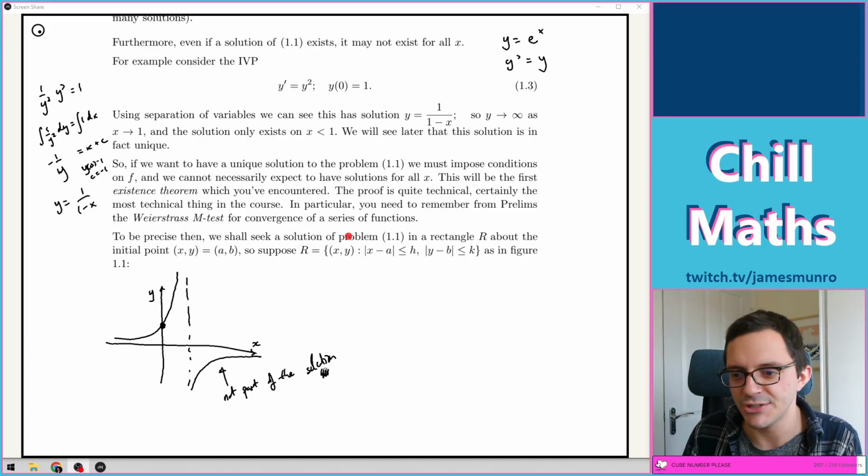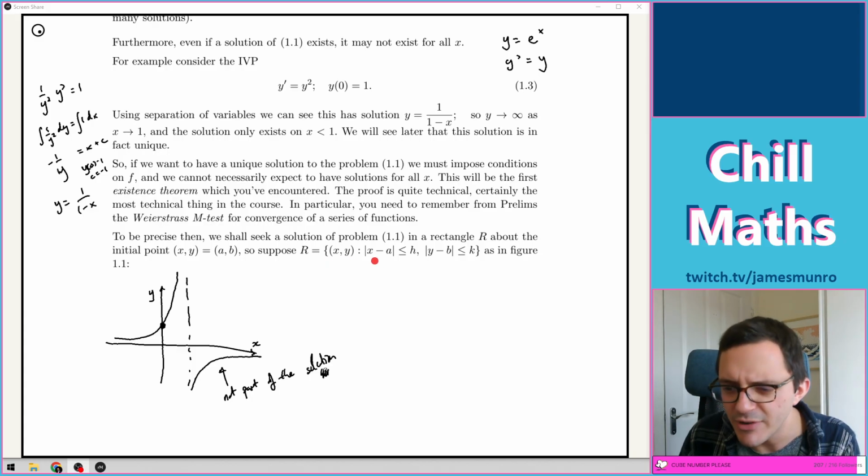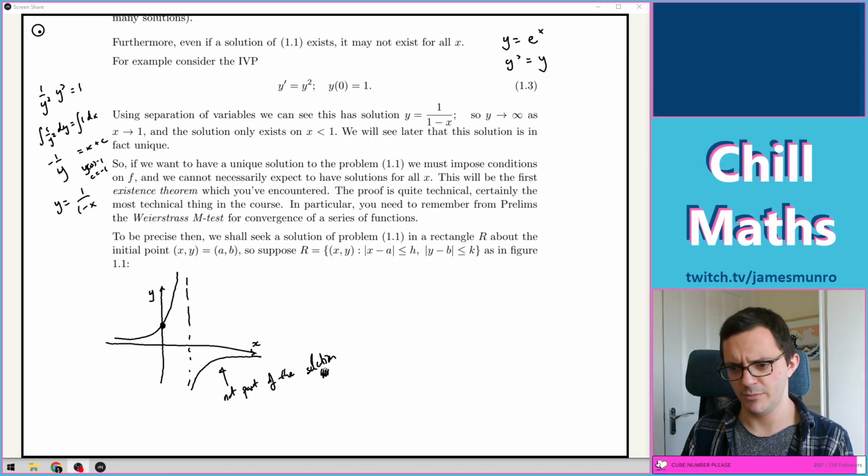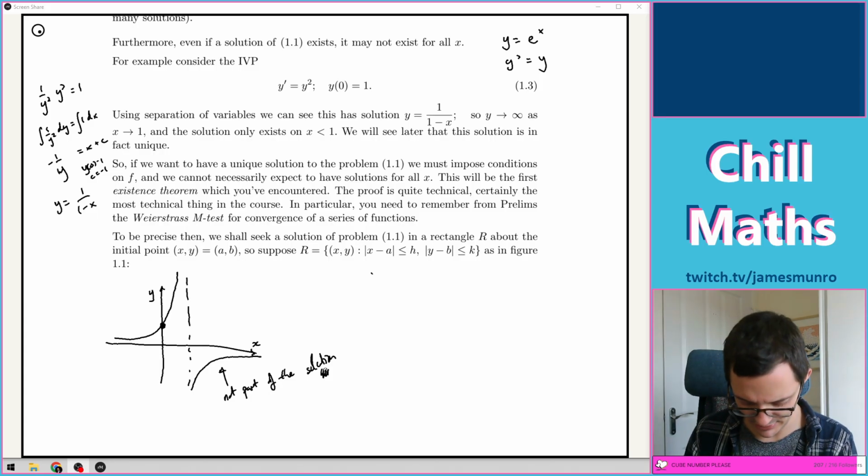We're going to look for a solution to this problem. Oh no, the original problem with f on the right hand side. In a rectangle about the initial point. Suppose, right, so I'm rectangle. X is only allowed to vary a little bit. Y is only allowed to vary a little bit. H is half the width. K is half the height. A plus or minus H. B plus or minus K. Seek a solution in that. Okay, right, good.